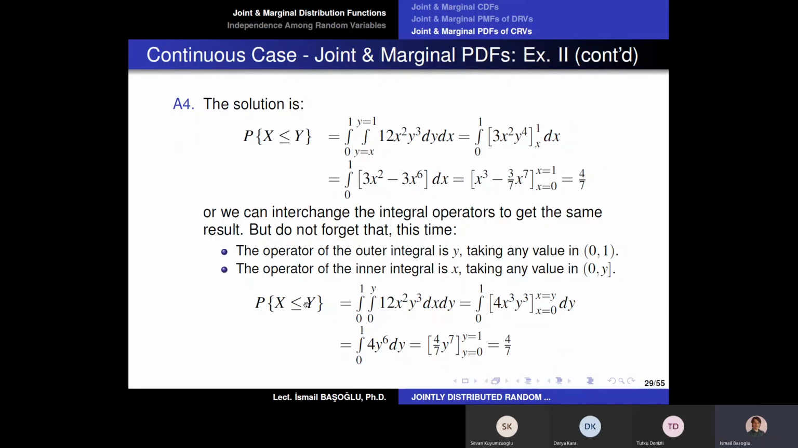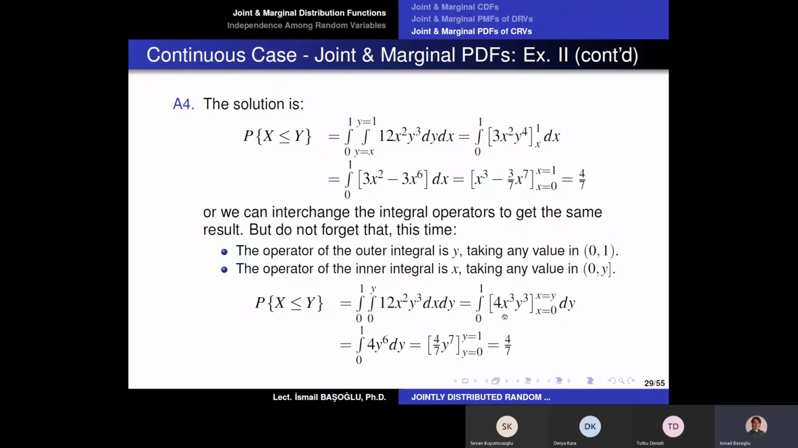Similarly, if you calculate that probability the other way around, by integrating the outer integral with respect to y and the inner integral with respect to x, in that case you first calculate the integral of the joint PDF with respect to x, which is 4x to the power 3, y to the power 3, and plugging in x values as y and 0, you get 4y to the power 6. Now when you integrate that function with respect to y, you get 4 over 7 y to the power 7. Plugging in 1 and 0, again you get 4 over 7.